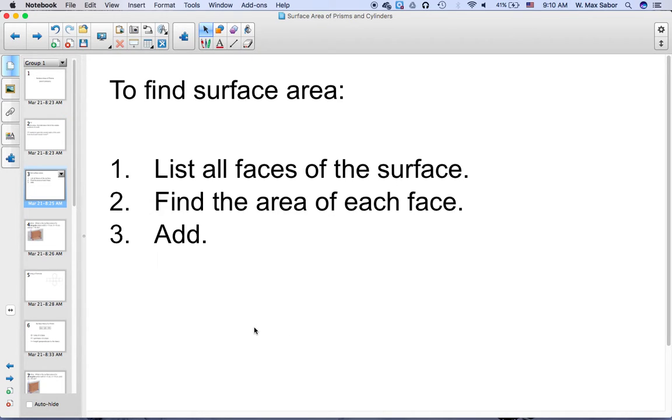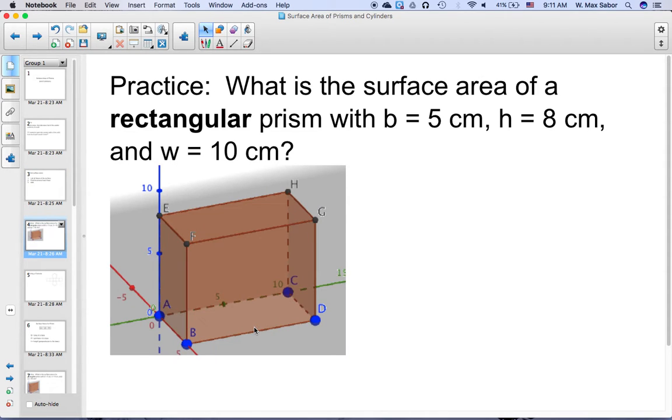So to find surface area, you're going to list all the faces of the surface and then find the area of each face and add. We will come up with some formulas later, but this is the basic. So what is the surface area of a rectangular prism with base 5, height 8, and width 10?